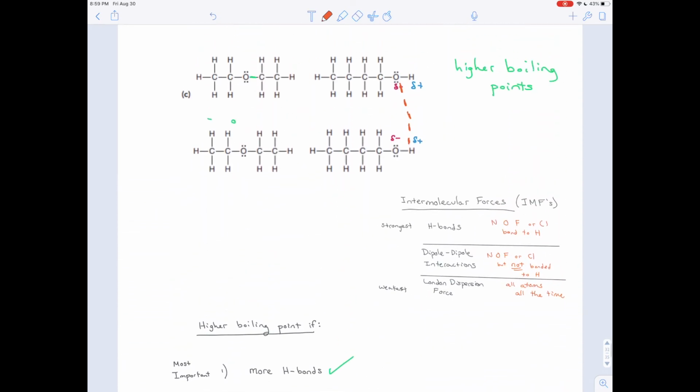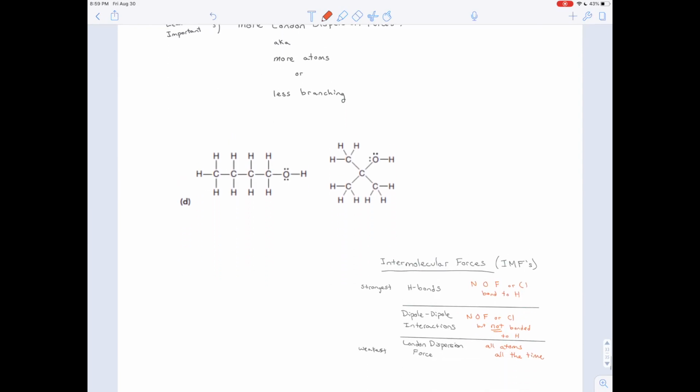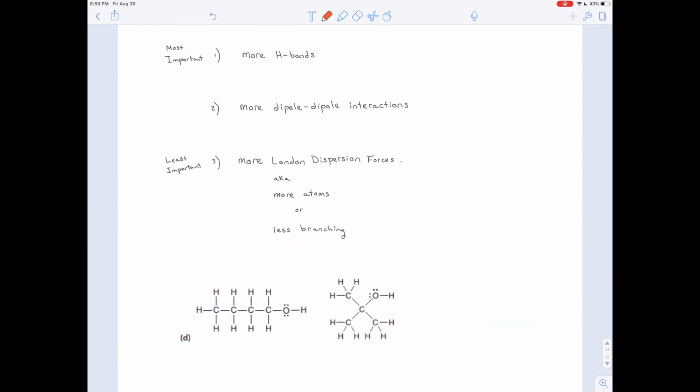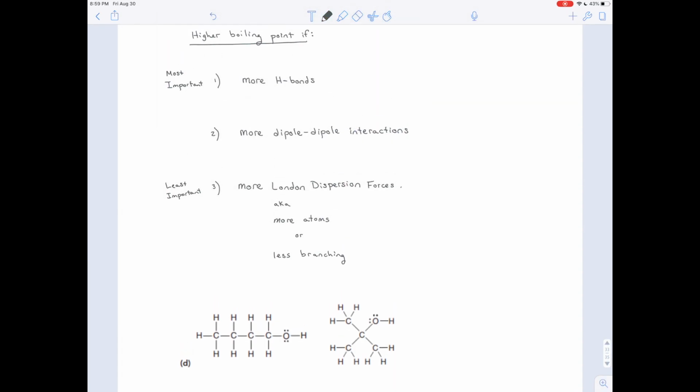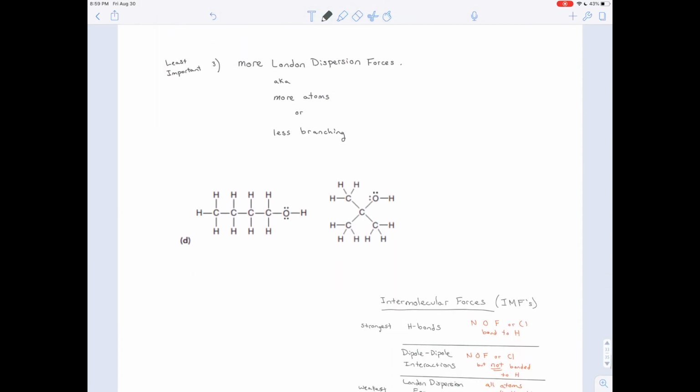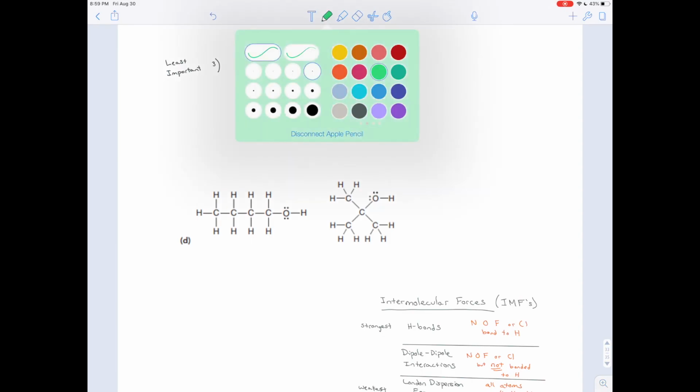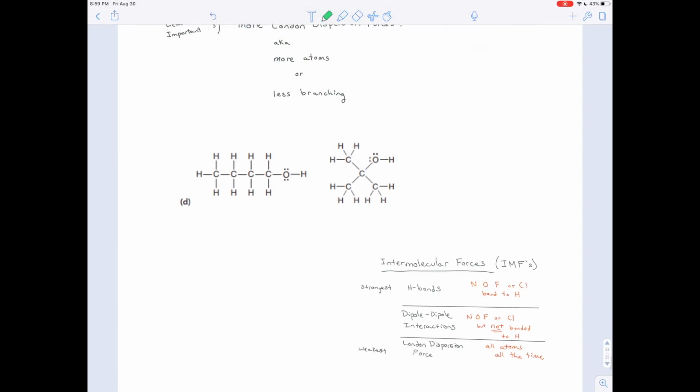All right, let's try D. So here we have these two. We want to follow this thought process. So first, which one of these has more hydrogen bonds? How many hydrogen bonds could this first molecule form to other molecules?